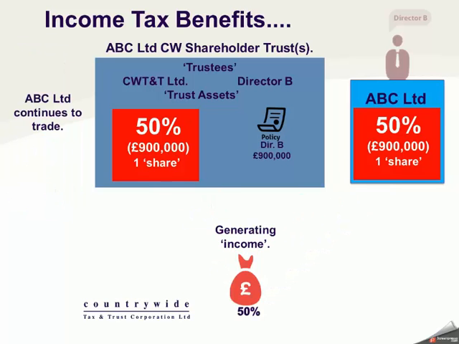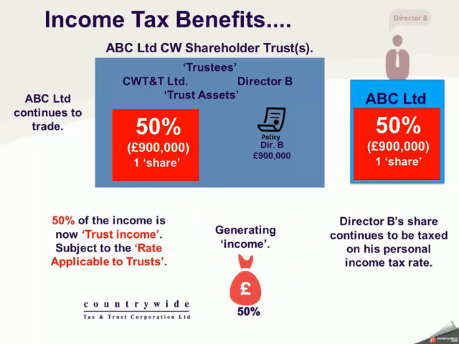ABC Limited continues to trade, and as you can see is generating an income. As it says there, 50% of the income is now trust income, and of course trusts are subject to tax, at a rate applicable to trusts. As you can see, Director B continues to receive his 50% of the income as normal, subject to his own personal income tax rate.